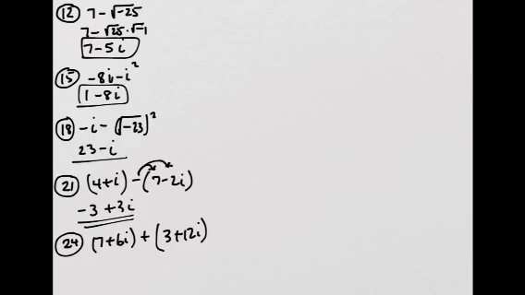So on 24 we're combining like terms. There's no need to change signs because we're adding. So 7 plus 3 is 10, 6i plus 12i is 18i.